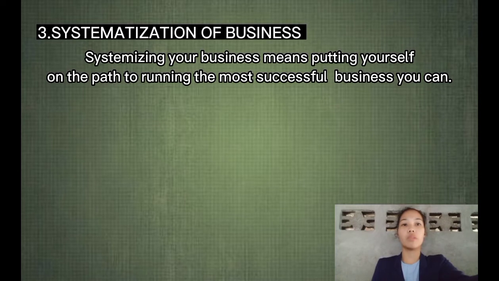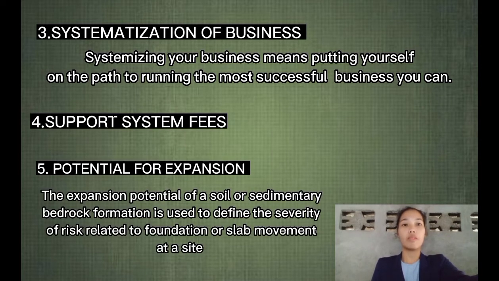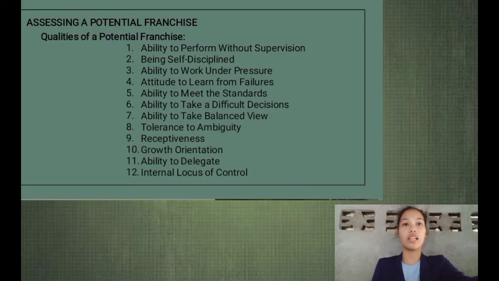Systemizing your business means putting yourself on a path to running the most successful business you can. Number four is the support system and phase. Number five is the potential for expansion. The expansion potential of a soil or sedimentary bedrock formation is used to define the severity of risks related to the foundation or slab movement at the site. The second topic is all about assisting a potential franchisee.